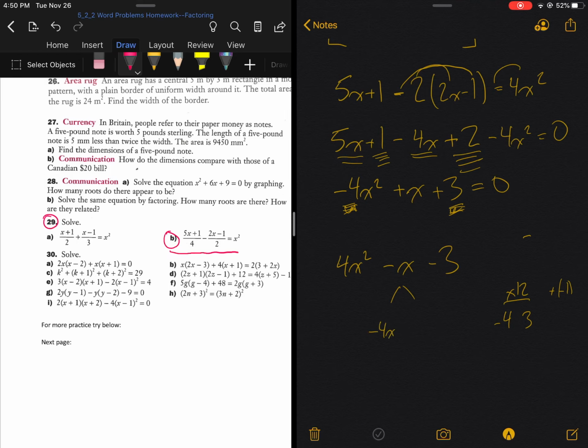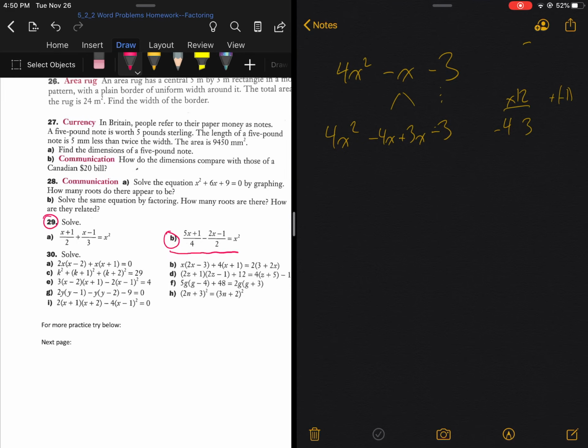Well, that's easy, 4 and 3. And the bigger number is minus 4. So just break this term up. Minus 4x and a 3x. That equals minus x, right? Then we have this minus 3 over here. Then we have this 4x² over there.